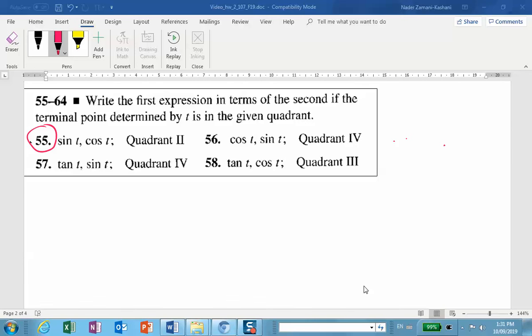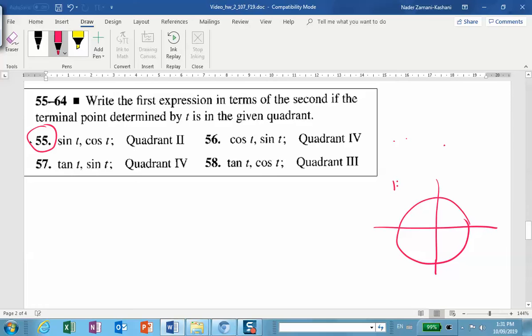Okay, this is the last and the fourth video segment for homework number 2. Look at what problem number 55 says. It says, the parameter t lies in quadrant 2. Quadrant 2 is right here. Remember, this is the cosine, this is the sine axis. Now, it says write sine in terms of cosine.